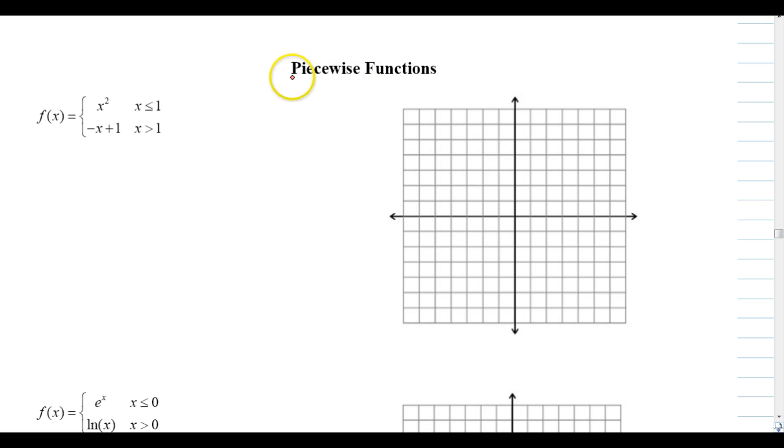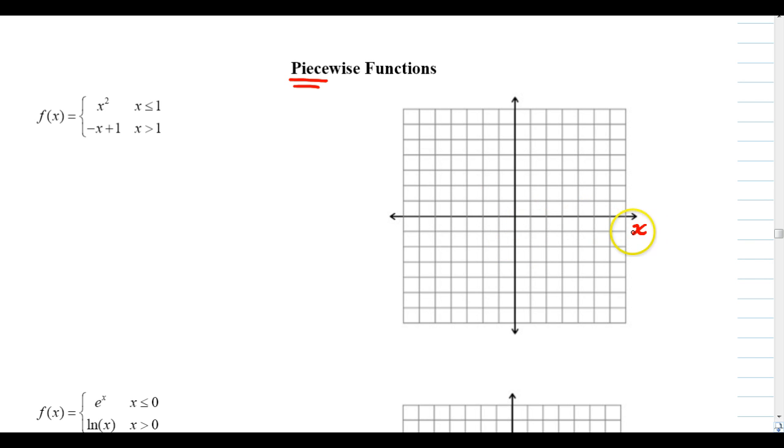So piecewise, the key word here is we break this thing down into pieces. Instead of one whole function, we're going to take a look at it one piece at a time. And what we do is we break it down by its different parts of the domain. So this first function here, x squared, when x is less than or equal to 1. That's the first part of the function. It's saying graph x squared for me, but only when x values are less than or equal to 1.